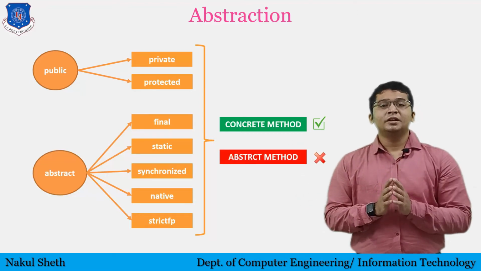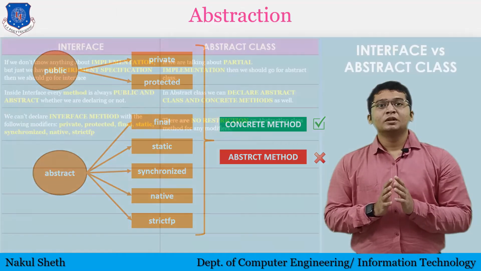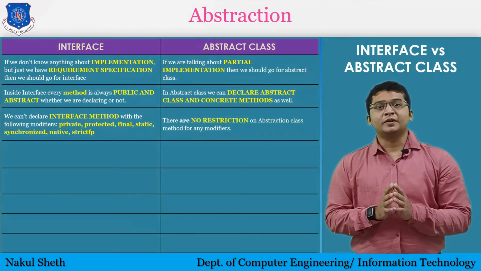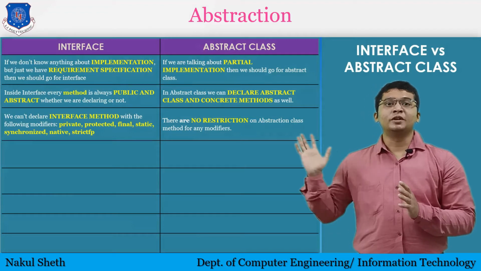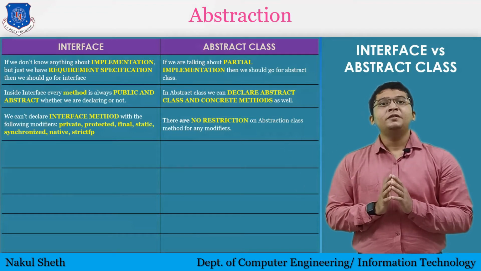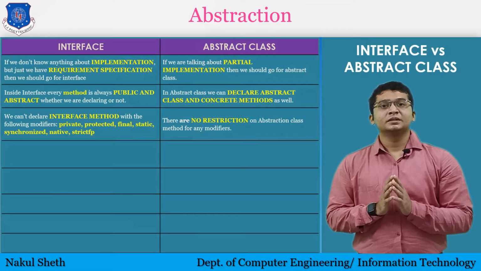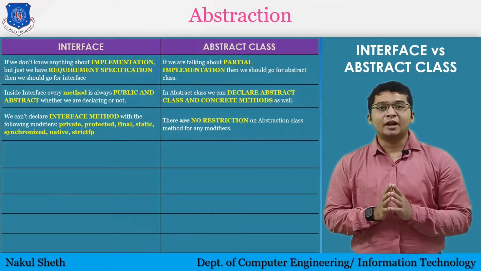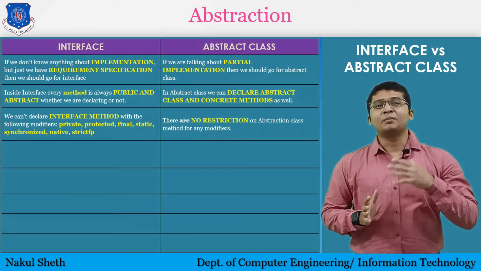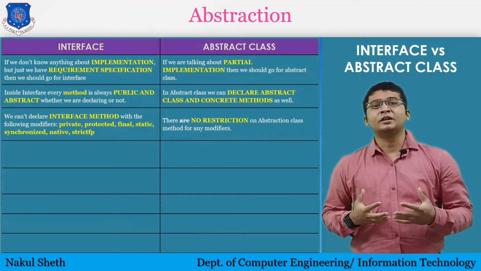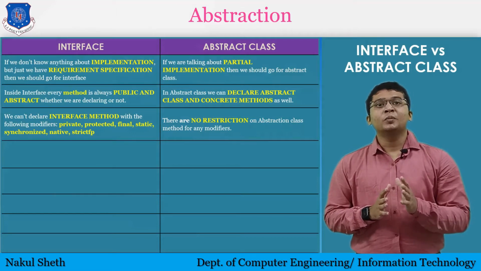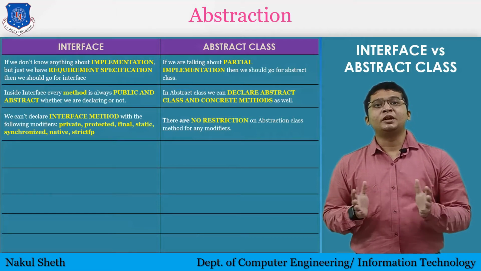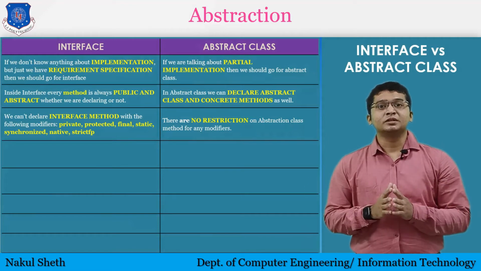Now let us see the next difference. All methods present inside an interface are always public abstract methods. That's why we can't declare an interface method with these modifiers. And if we are talking about an abstract class, then there is no restriction at all. An abstract class method can be public, protected, final, or static. Okay? So the second and third points are all about interface and abstract class methods.